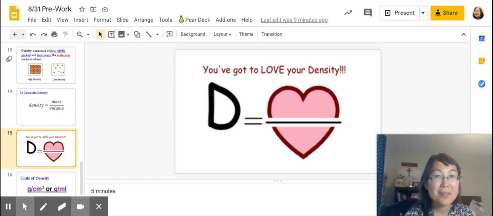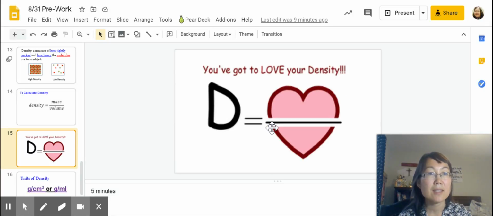Sometimes people say you have got to love your density because it looks like a heart. Here's M, here's V. Hopefully this will help you remember it. You don't have to remember it, we can always find the equation. But basically, if you have two objects with the same volume, but one has higher mass, then its density is higher. We're going to learn more about this. Just initially, you know the concept today.